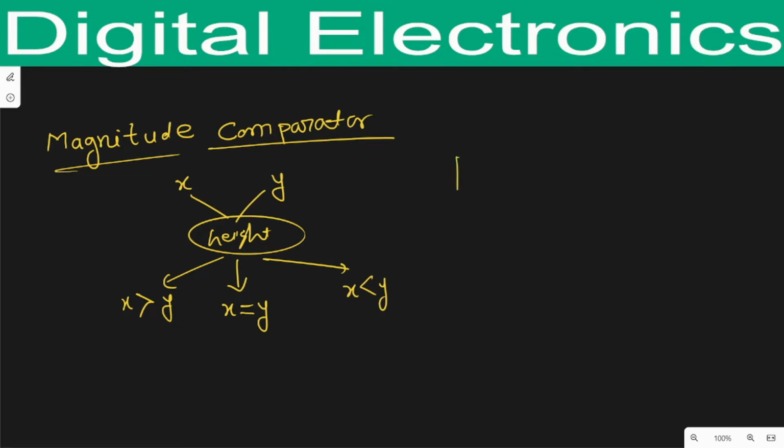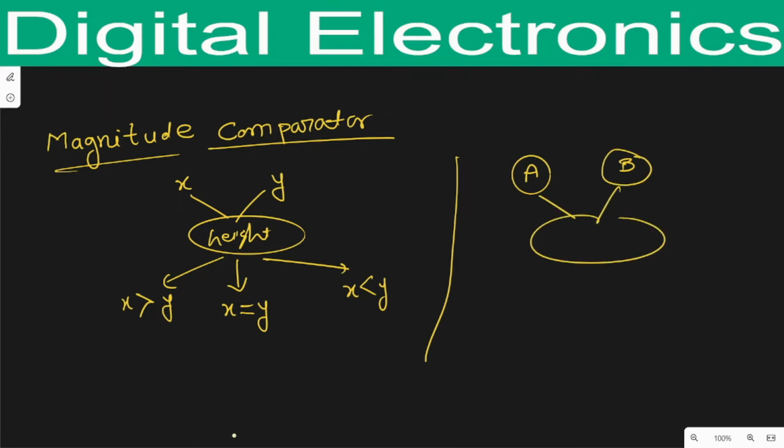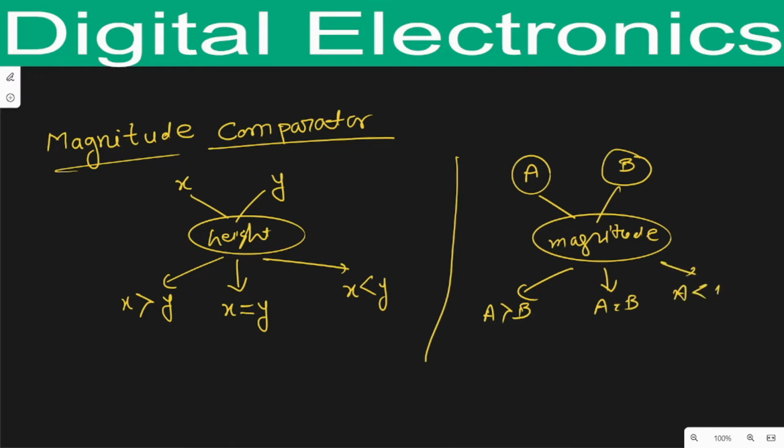The same case will occur if I compare two numbers instead of two persons. Suppose A is a number and B is another number, and I want to compare the magnitude of these two numbers. As in our first case, here also three results are possible: A is greater than B, A is equal to B, and the last one, A is less than B.